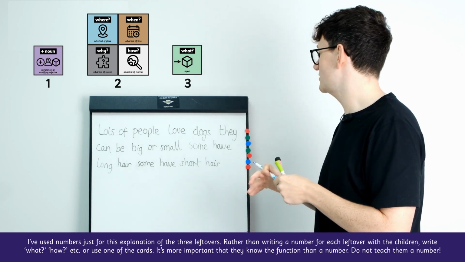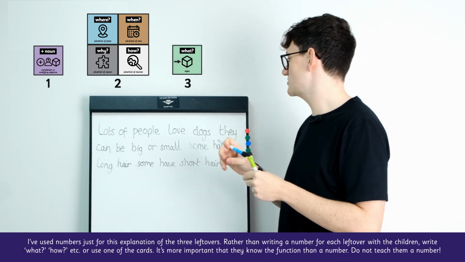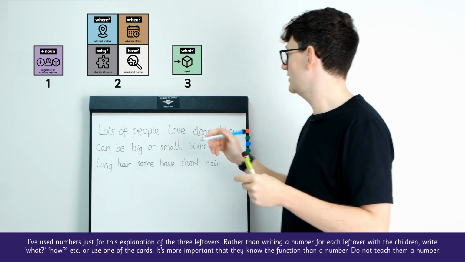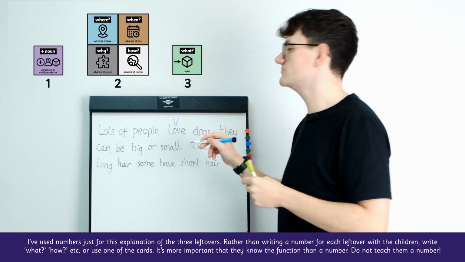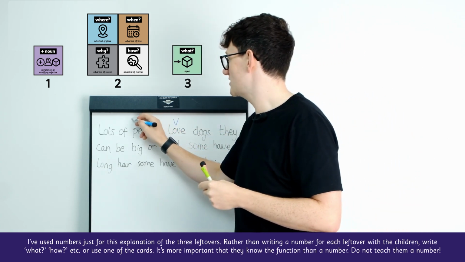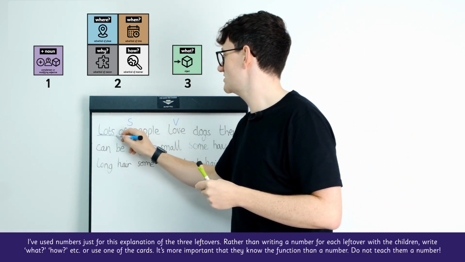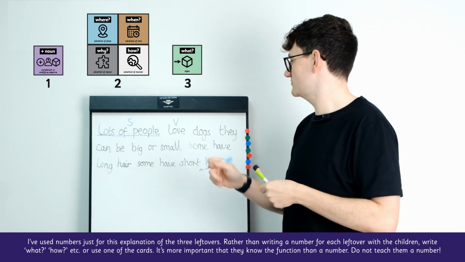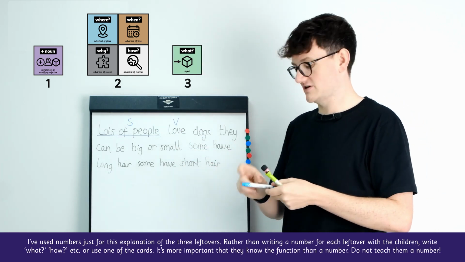So lots of people love dogs. They can be big or small. Some have long hair, some have short hair. What's our first verb? Love. Who loves, what loves? Lots of people love. And I'm going to underline that because that's more than one word there. So lots of people love dogs. Good. What's our next verb?